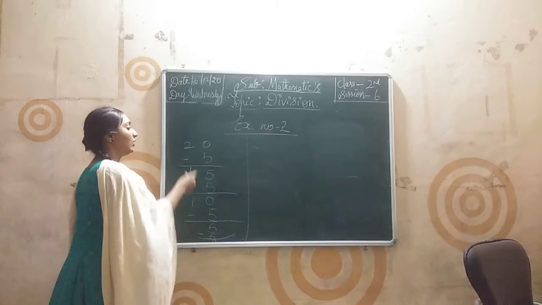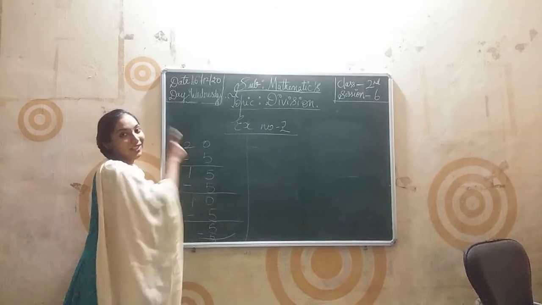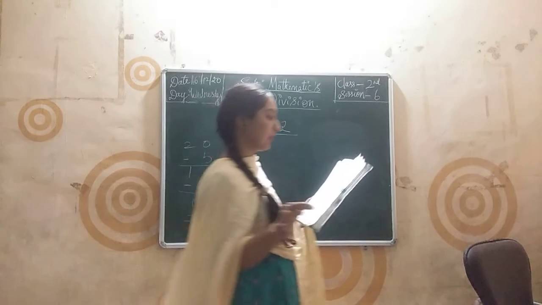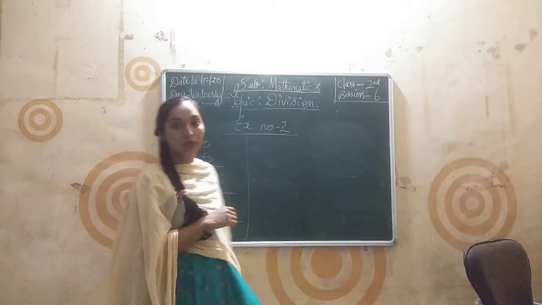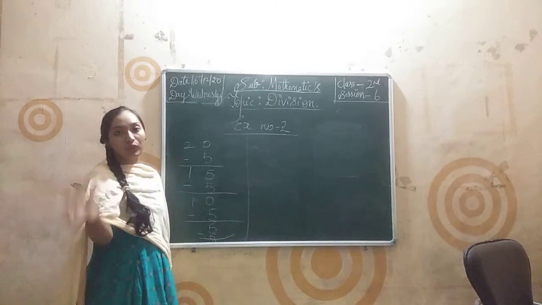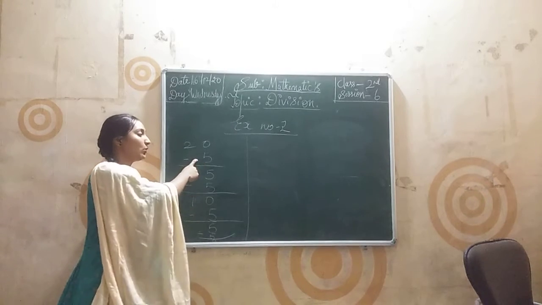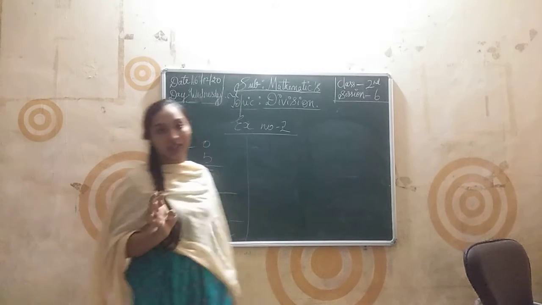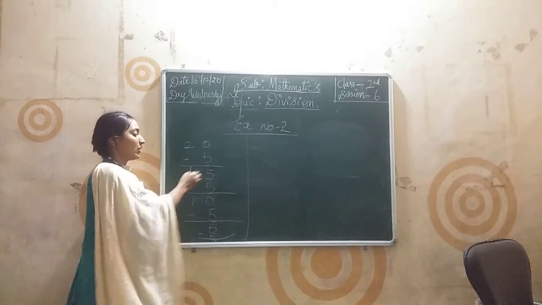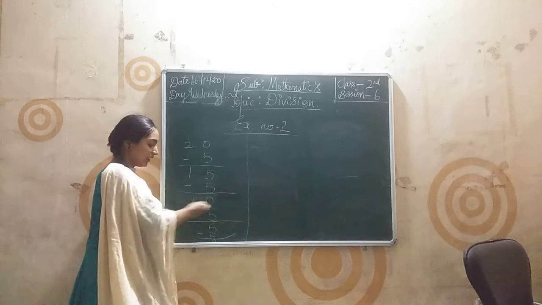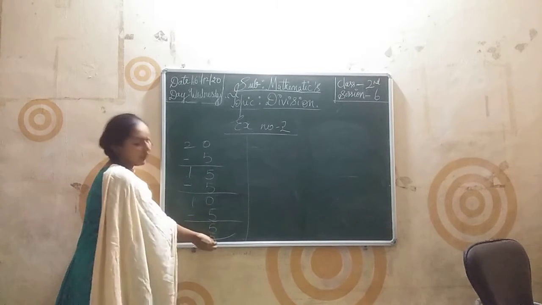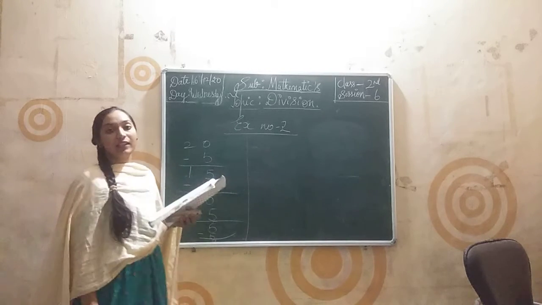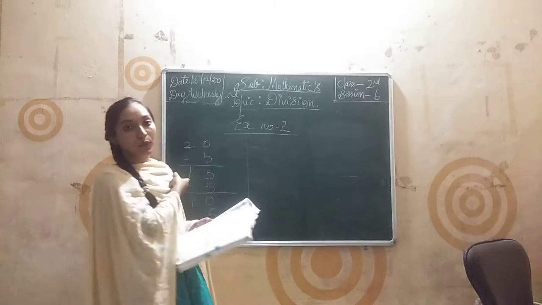Suppose you have a total of 20 sweets with you, and you have 5 friends. Each friend gets 5 sweets. So 20 minus 5 is 15. 15 minus 5 is 10. 10 minus 5 is 5. 5 minus 5 is 0. This is how to do division as repeated subtraction. This is the example problem I have solved.